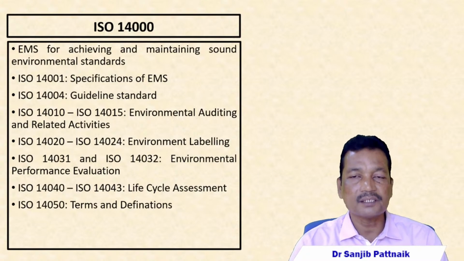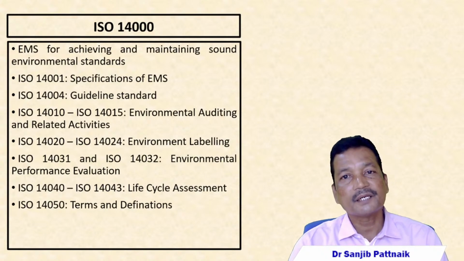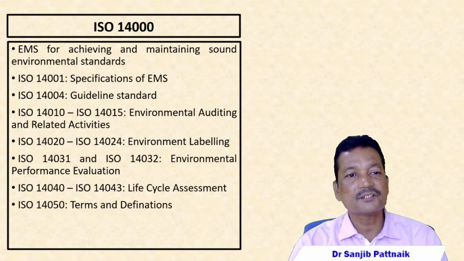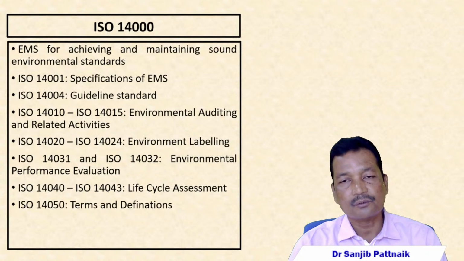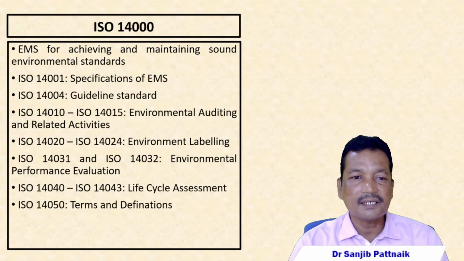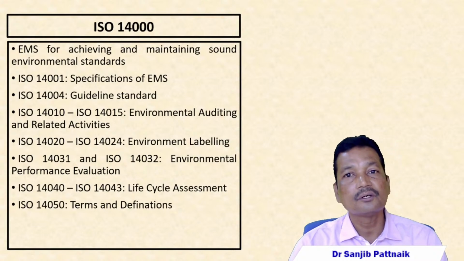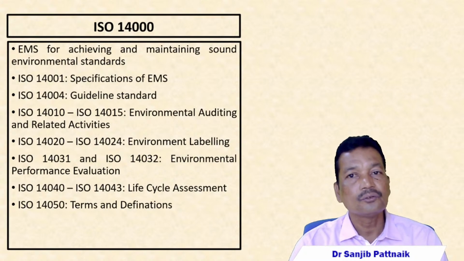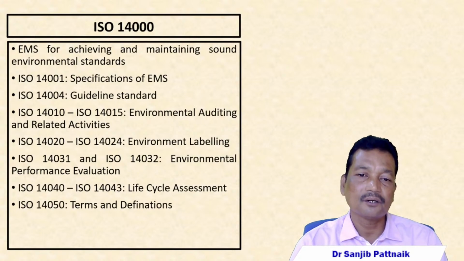Then we have ISO 14004, which prescribes the guidelines for the activities to be adopted by the organization. Then we have a series of ISO 14000, that is ISO 14010 to ISO 14015, which talks about environmental auditing and related activities. Now, when we are talking of auditing, we are concerned about how much waste, effluents, and smoke we are sending to the environment. What is the impact? How much was our target? Are they being fulfilled? That is the auditing part.